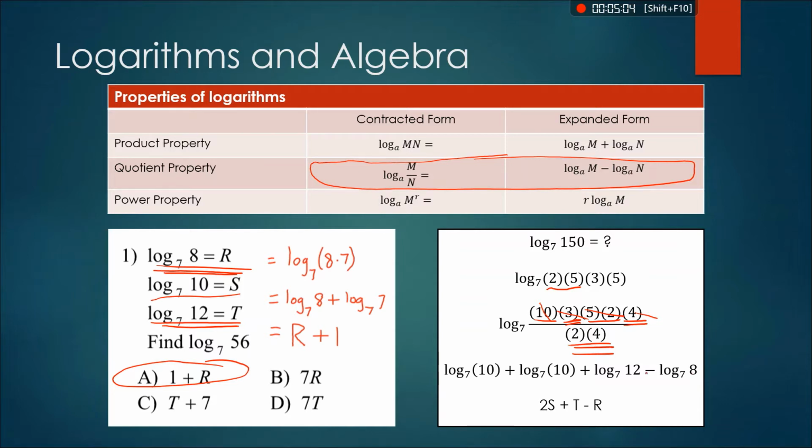And now I can substitute. Log base 7 of 10 is s, plus log base 7 of 10 is another s, so that's s plus s is 2s, plus log base 7 of 12 is t, minus log base 7 of 8 is r.